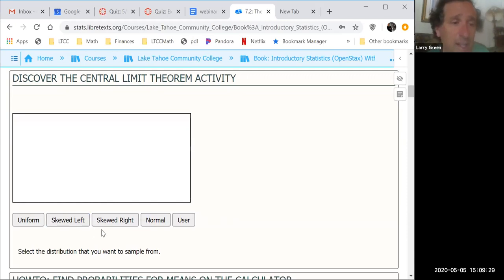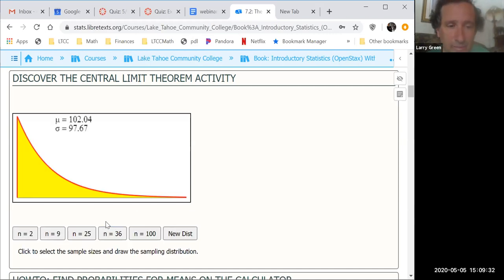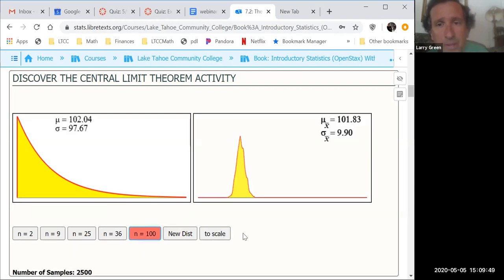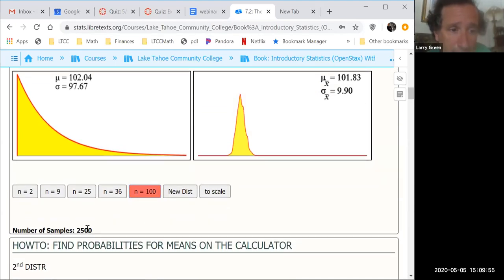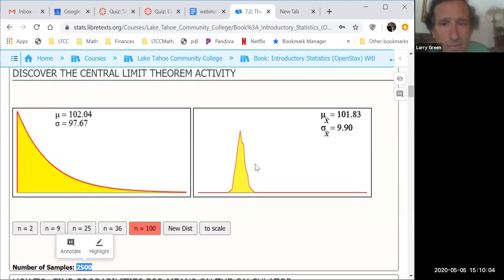Okay, so let's say we start with a skewed right distribution. And let's say n was equal to 100. So that means we're going to take samples of size 100. I'm going to click on it. And what the computer just did is it randomly grabbed 2,500 different samples, each size 100. And then it computed the mean of all the sample means.